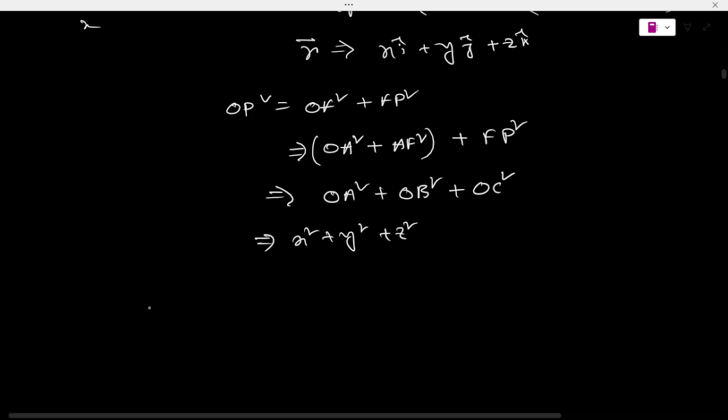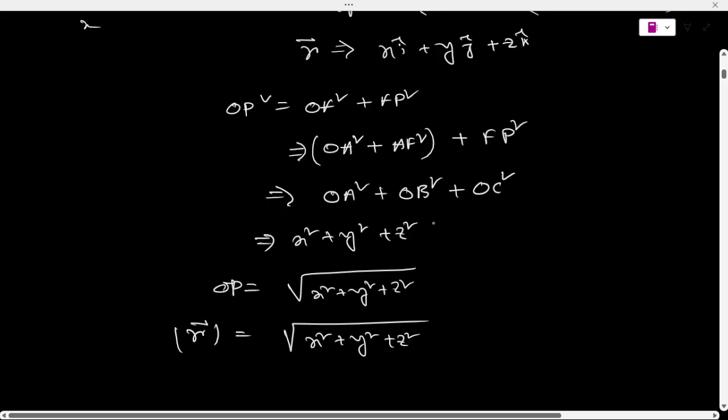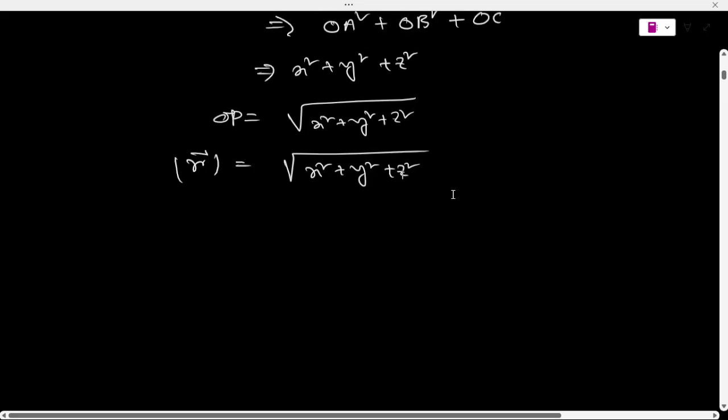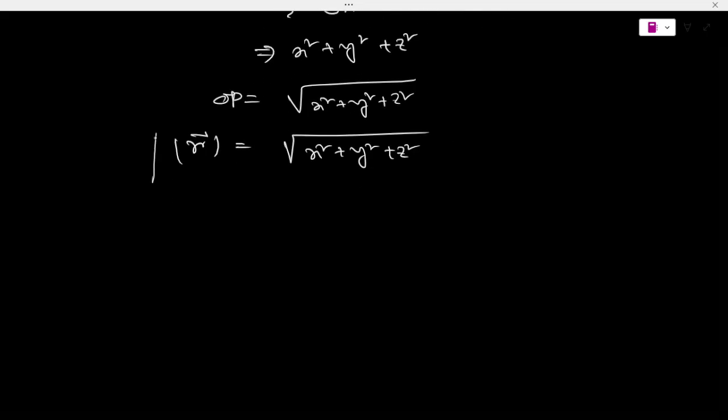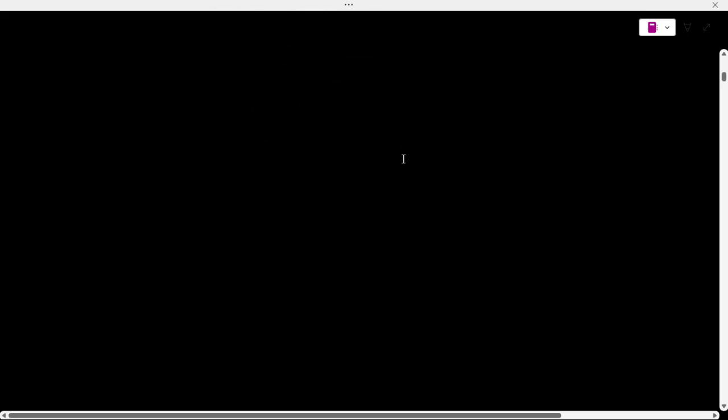So now OP is equal to root over of x square plus y square plus z square. Okay, so the unit vector of the R vector will be the R vector divided by root over of x square plus y square plus z square. Clear, it is. And OP is denoted as the R vector. Next step is the unit vector.